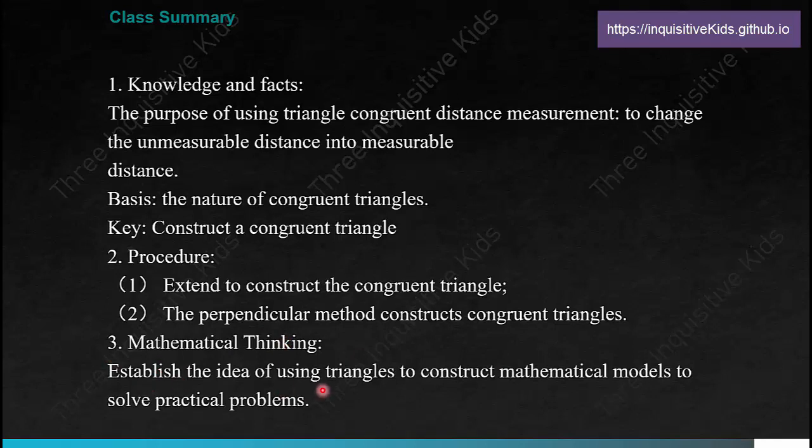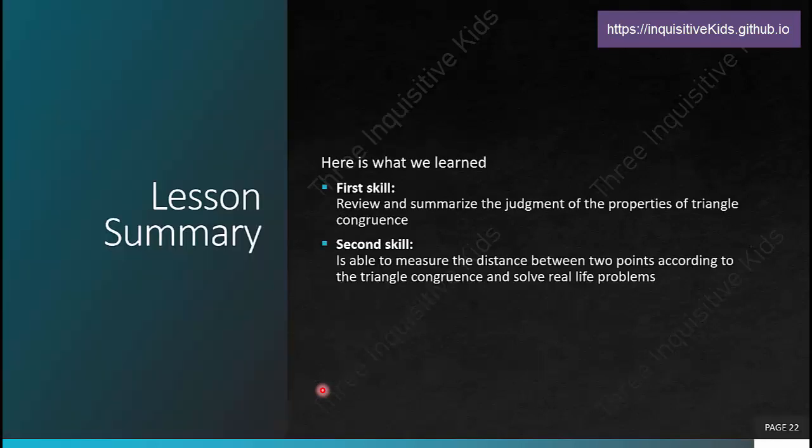Mathematical thinking. Establish the idea of using triangles to construct mathematical models to solve real-life problems. The two skills we learned today were to review and summarize the judgment of the properties of triangle congruence, and to be able to measure the distance between 2 points according to the triangle congruence and solve real-life problems. So I hope you enjoyed learning all about triangles, especially the ones that are congruent in chapter 10. And see you next time.